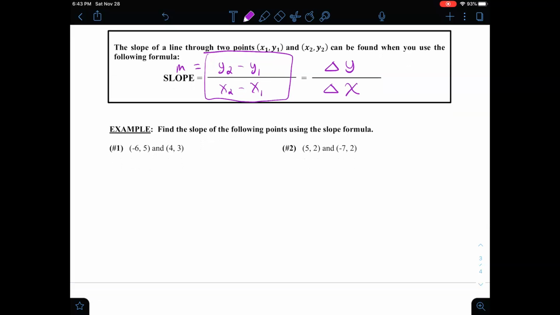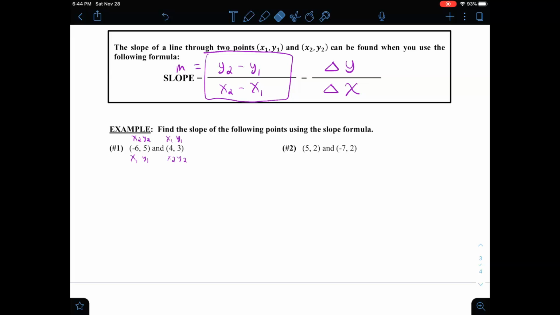So it says find the slope of the following points using the slope formula. Okay, so the first thing we've got to do is label our points. You just have to make sure you label them x1, y1, x2, y2. So I'm going to go x1, y1, x2, y2. Do you think it matters if I flip these around? It actually doesn't matter. The cool thing about this formula is it works regardless. So if you wanted to call this x2, y2, and x1, y1 like that, that would work.